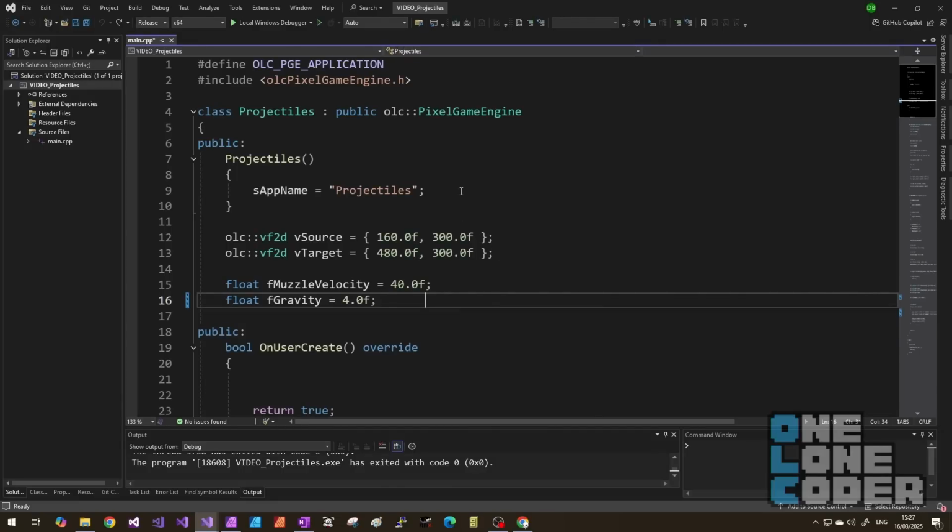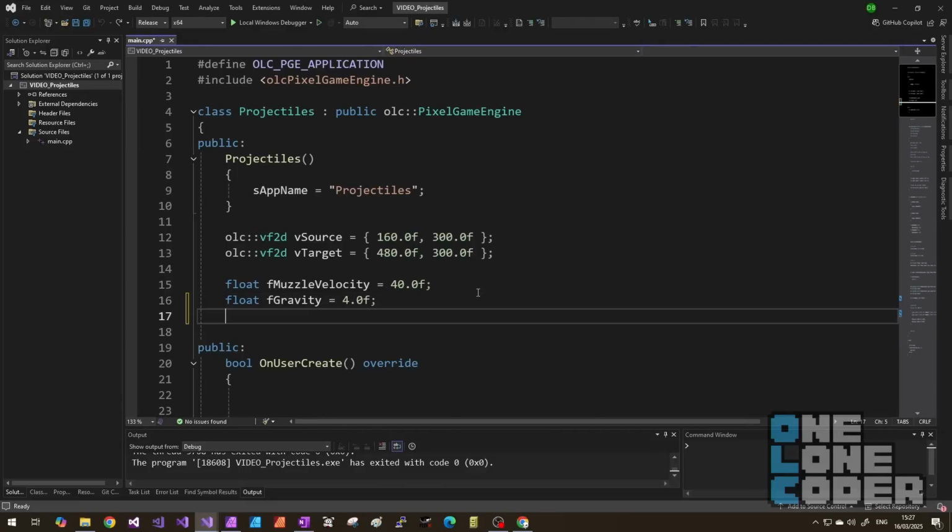I'm starting with exactly the same code that we finished the previous video, and I'm going to add in a wind component.